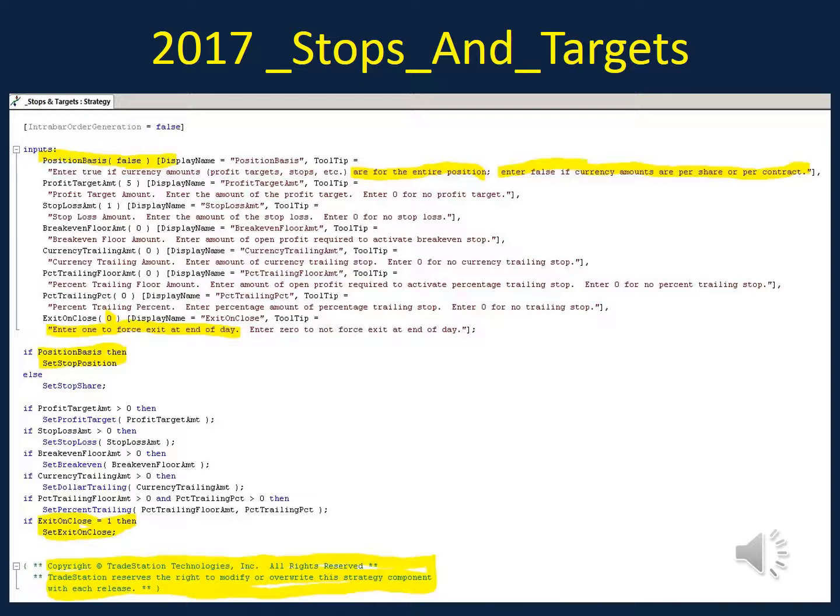But the differences are position base. They don't use a 1 or a 2. They use the word true or false. They go down to exit on close. Instead of putting true or false, now they've gone to a 0 or a 1. Enter a 0 to go ahead and stay in the trade, and a 1 would force the exit at the end of the day. Also, if you read the language, if position base then set stop position, the language assumes if position base equals true. In other words, they've dropped out the equals true now. And I have no idea why they did that.